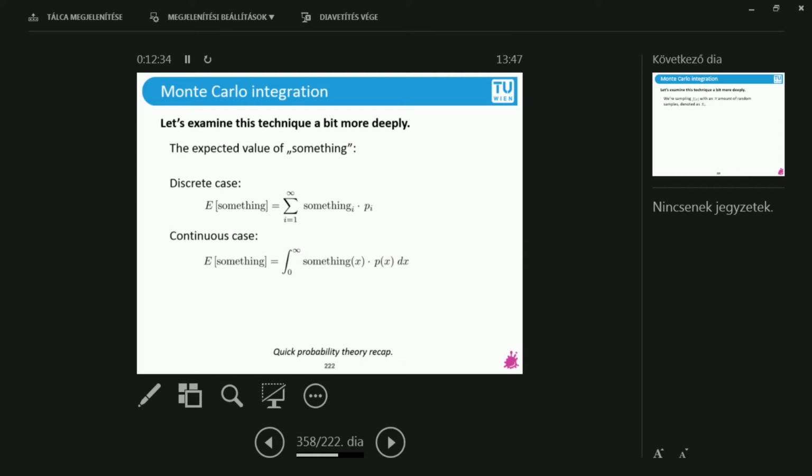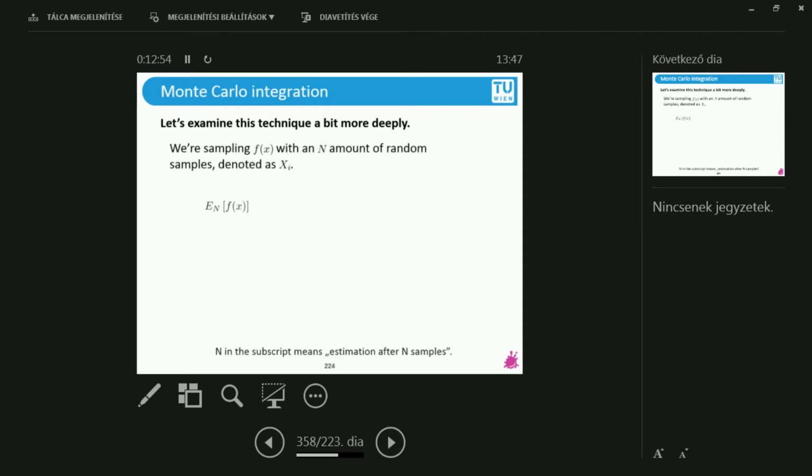And this is the discrete case. For the continuous case, we don't really need to do anything very serious. We just change the summation to integration, so we are not using the discrete sum, but we are integrating continuous functions, and we're using continuous sampling distributions.